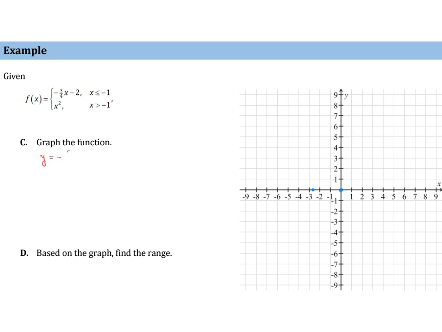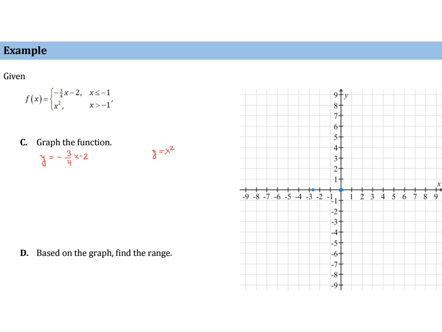We look at y equals negative 3/4 x minus 2. And then we will look at y equals x squared. Now, if you are taking notes in pen, I highly suggest that you wait or that you go grab a pencil, because we will graph and then we will erase. That's the best way to graph a piecewise defined function.